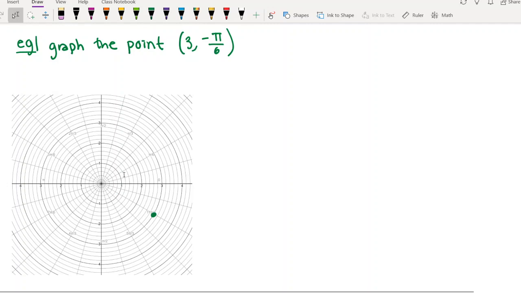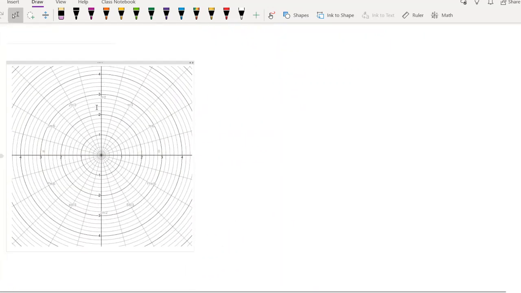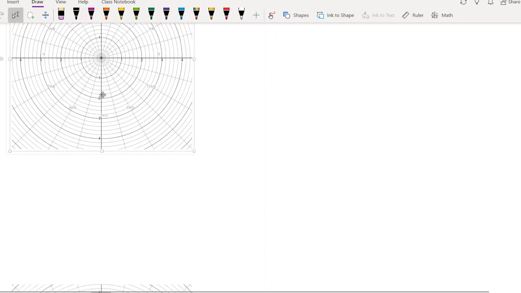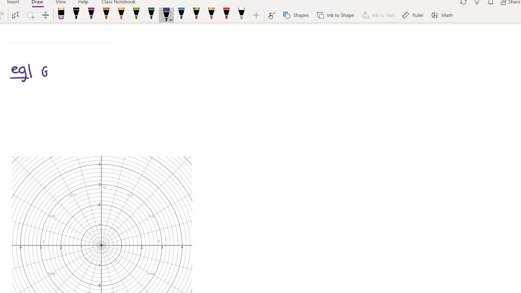Okay, so next thing I want to look at is graphing points where the r value is actually negative. So I want to look next at graphing the point. Why is this not moving? There we go. So next I want to look at graphing the point, let's do -2 pi over 3.